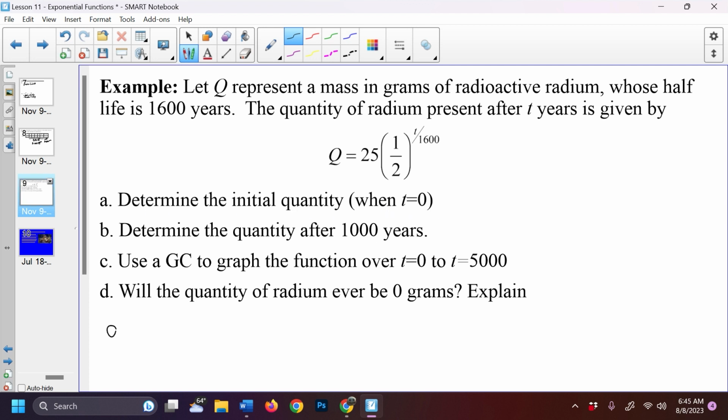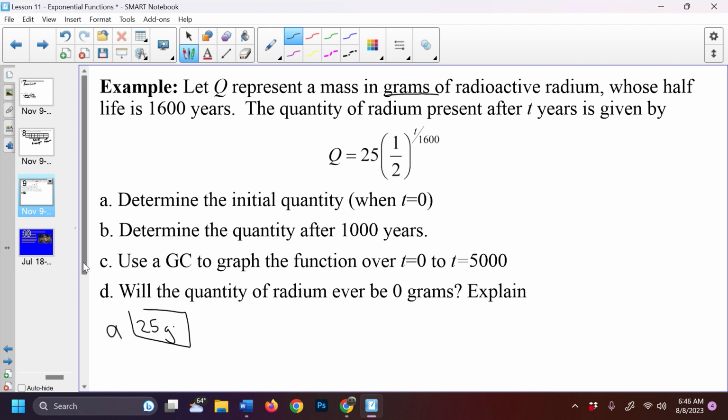So if I'm doing part A, this one we can do in our head, because if I plug in 0, 0 divided by 1,600 is 0. Anything to the 0 power is 1. 1 times 25 is 25. So reading our units, we're talking about grams. So here I have 25 grams as my initial amount.